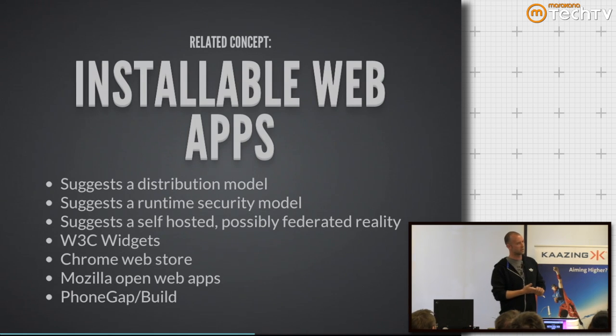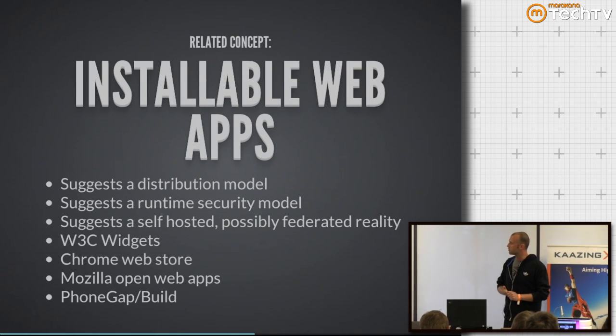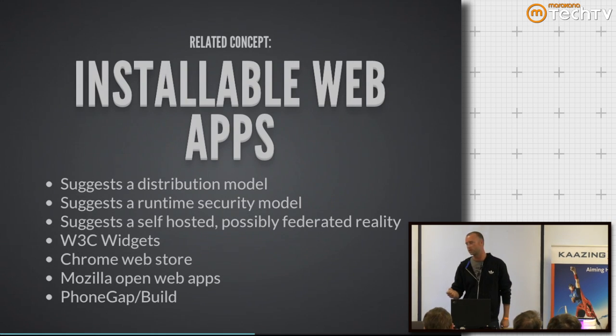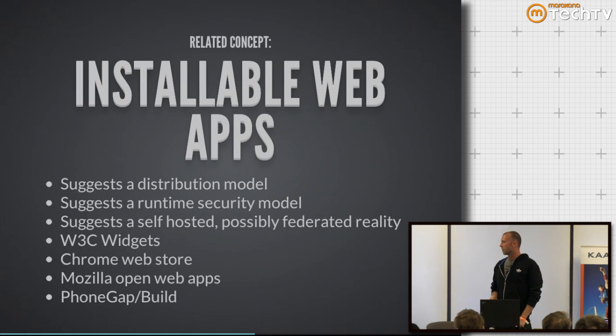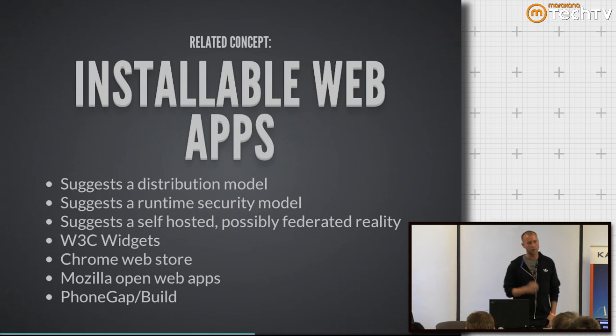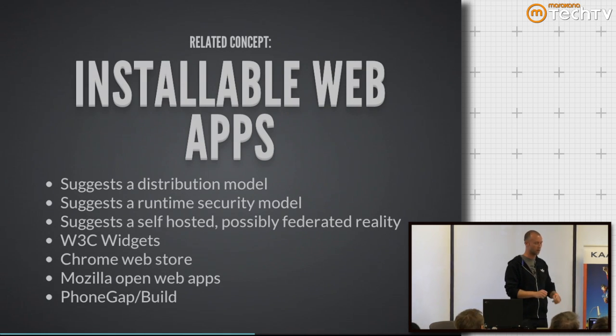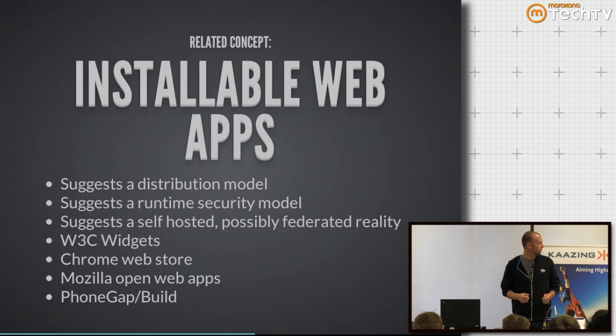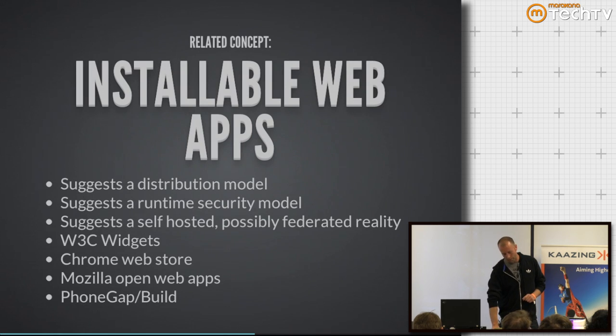W3C widgets tried to address this. It does in some forms. There's a permissions element in a config XML, which is a part of this. Chrome Web Store also tries to address this. It has its own config JSON. Mozilla Web Apps actually don't live on device. They live through the cache manifest on device, but they have an analog to this. And then finally, PhoneGap Build, if you think about it, might be the idea of installable web apps. So PhoneGap Build is a cloud-based service that we have for PhoneGap, which I'll show you more later. So installable web apps, keep that in mind. It's the idea that the website runs on the phone.